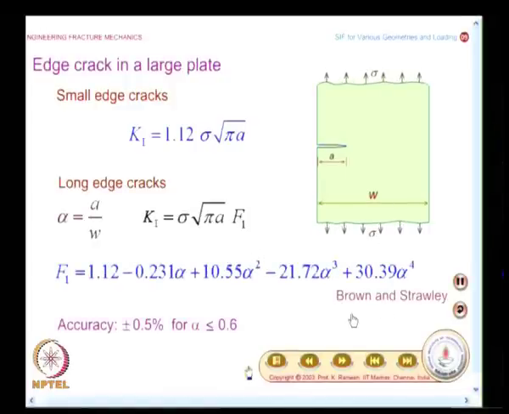So, when I have a long edge crack, I would have an expression like this, and this is credited to Brown and Srawley, and the function f1 is given as 1.12 minus 0.231 alpha plus 10.55 alpha square minus 21.72 alpha cube plus 30.39 alpha power 4, and the accuracy is given as plus or minus 0.5% for alpha less than or equal to 0.6.